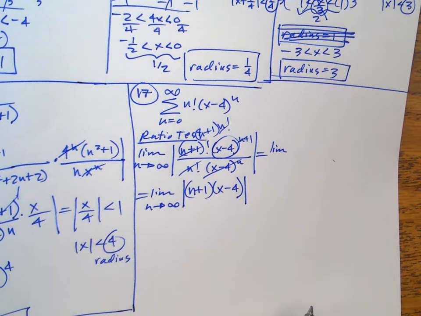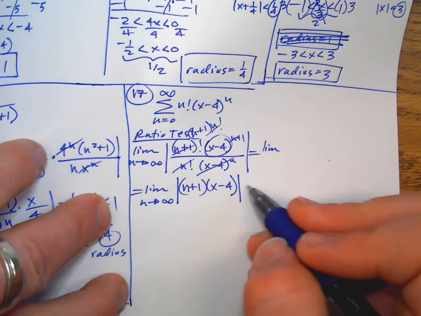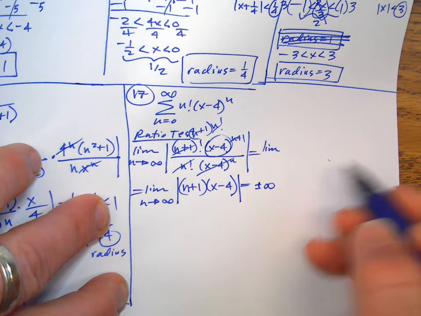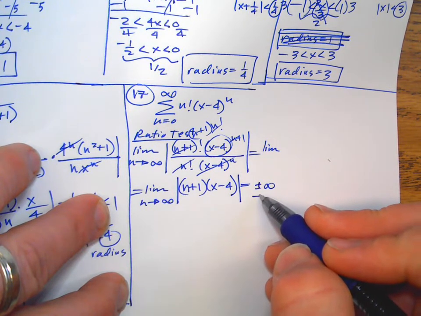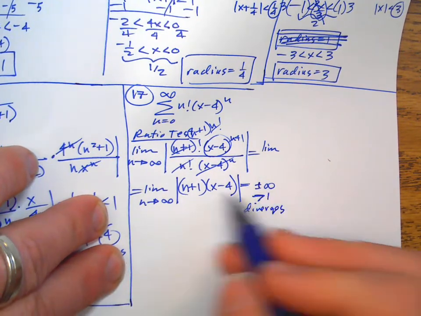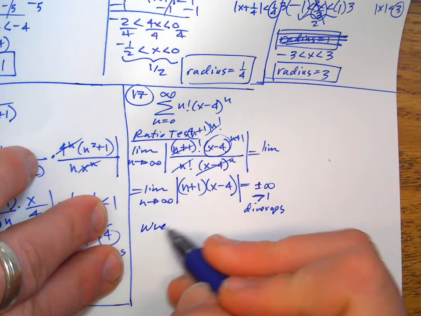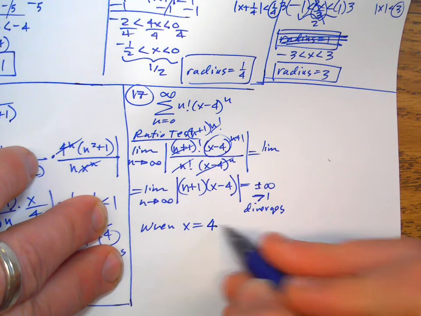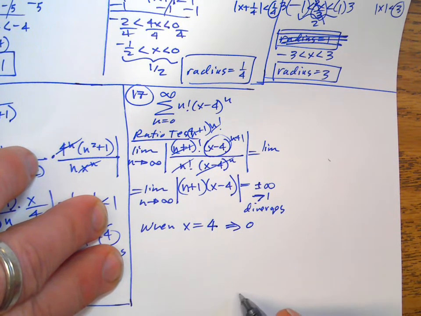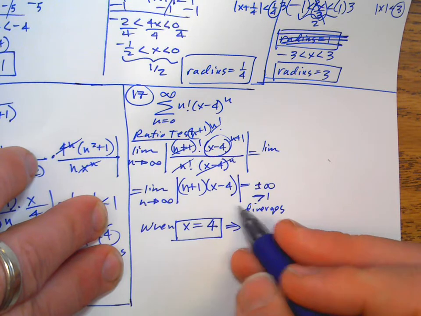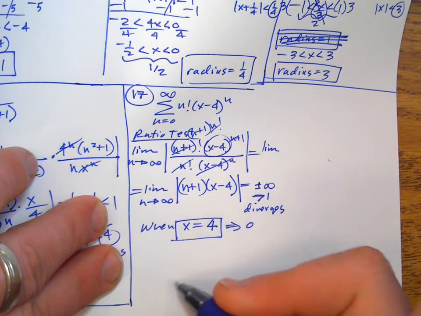Now, this is kind of an interesting scenario, because if you take this to infinity, we're going to get positive or negative infinity depending on the value of x, which is greater than 1, which diverges. But there's one special case where we can make this less than 1. We're looking for x values that will make this less than 1. When x equals 4, it goes to 0, right? So x equals 4 is the only place. This is the interval of convergence. It converges at one point.